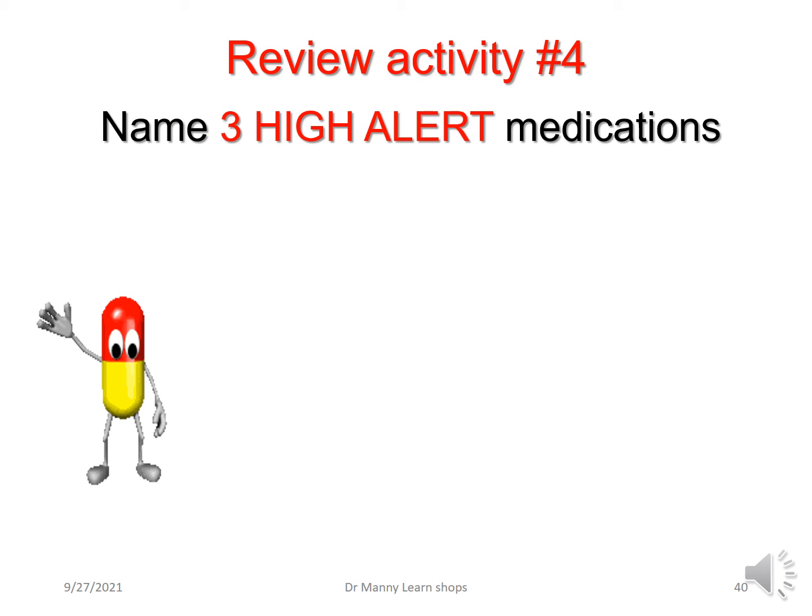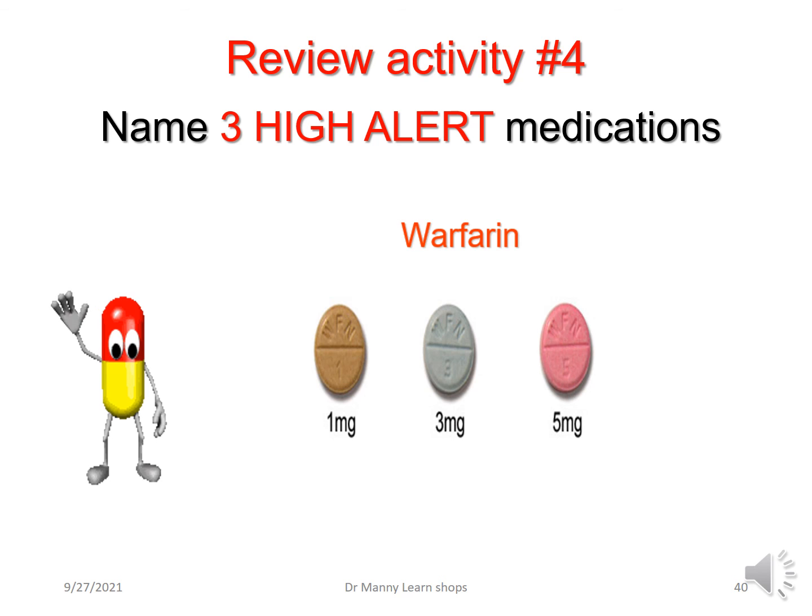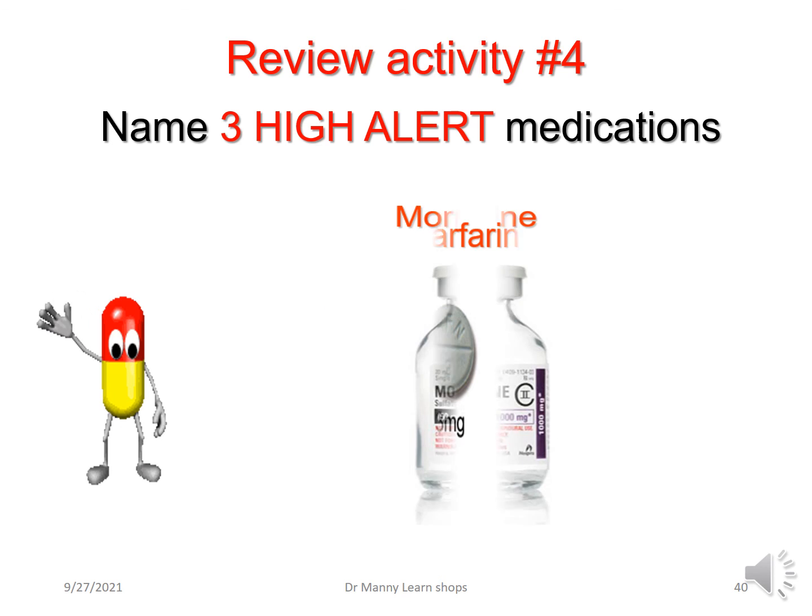What about high alert medications? Can you remember? What are some examples of high alert medications? Warfarin. Why? If given in the correct dose, they can bleed, hemorrhage. If given in an incorrect dose, they may not provide anticoagulation.